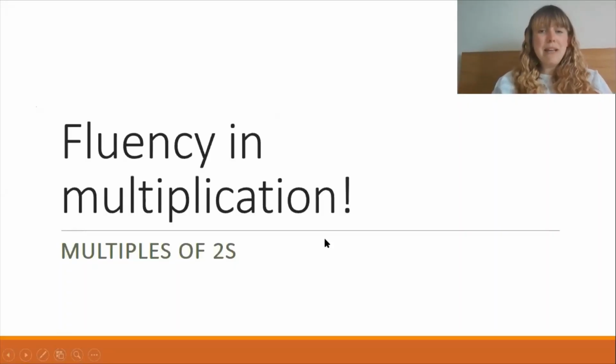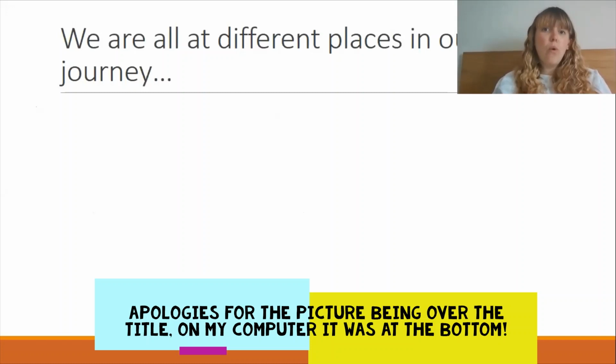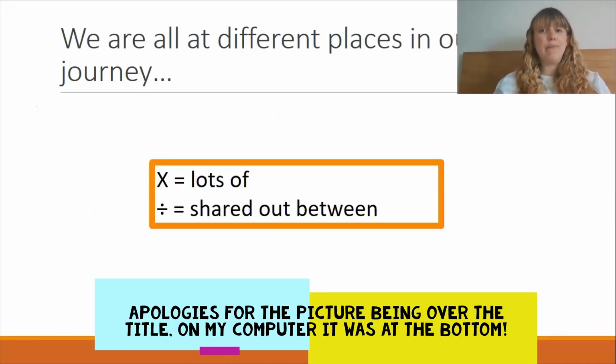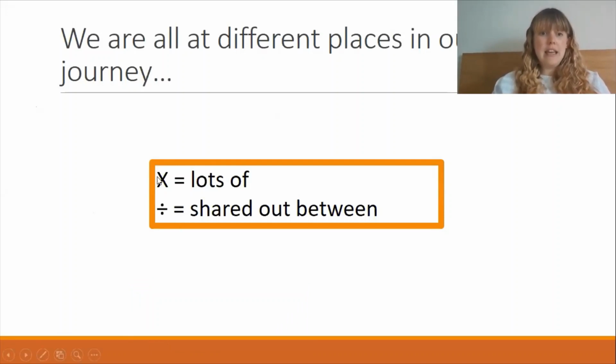Okay, so as I said, we're going to be looking at multiplications of 2. The first thing I wanted to say is, like I've just briefly mentioned, we are all in different places on our learning journey. For those of you who don't know, the x sign here, multiply, simply is the same as lots of. So if you've got 2 times 2, it's 2 lots of 2, which is 4. The division symbol is shown here. And this means that you've taken a total and you've shared it out with different groups of people.